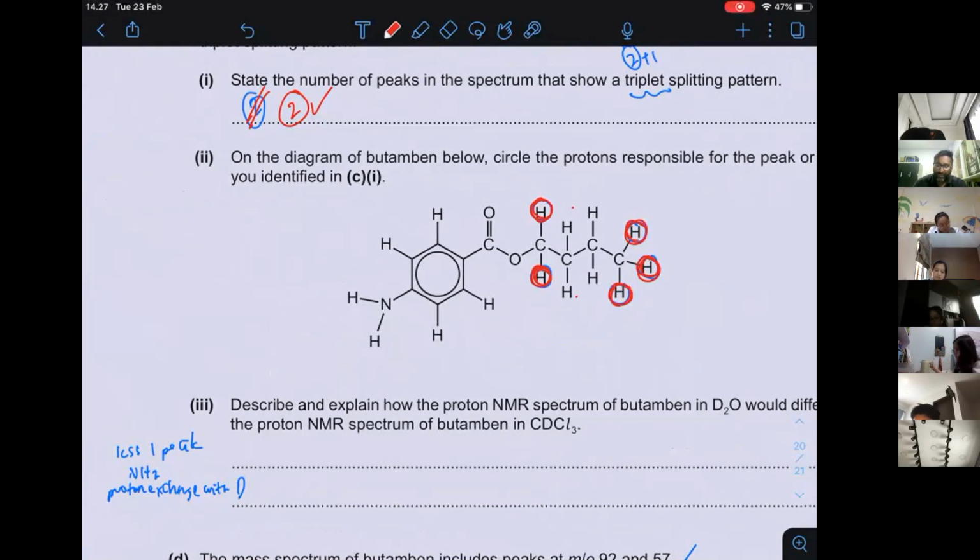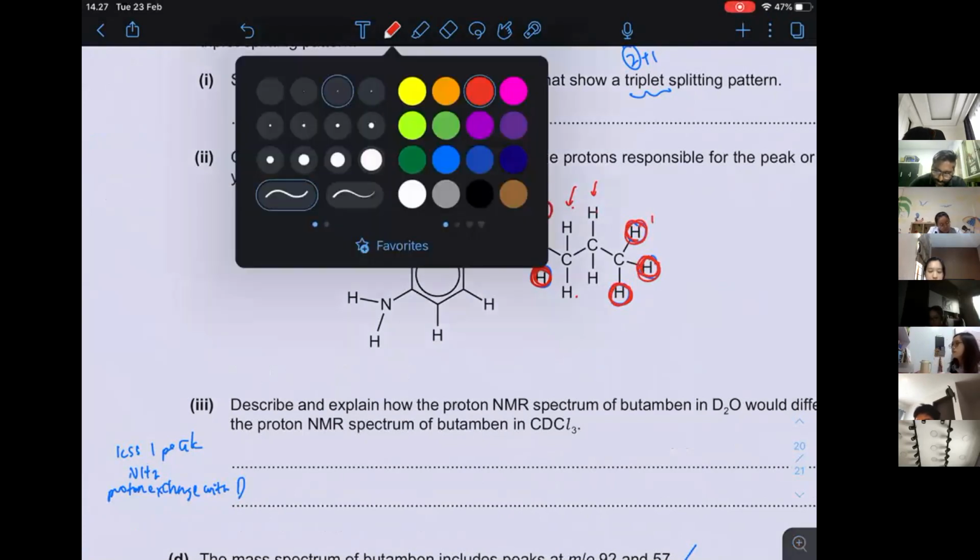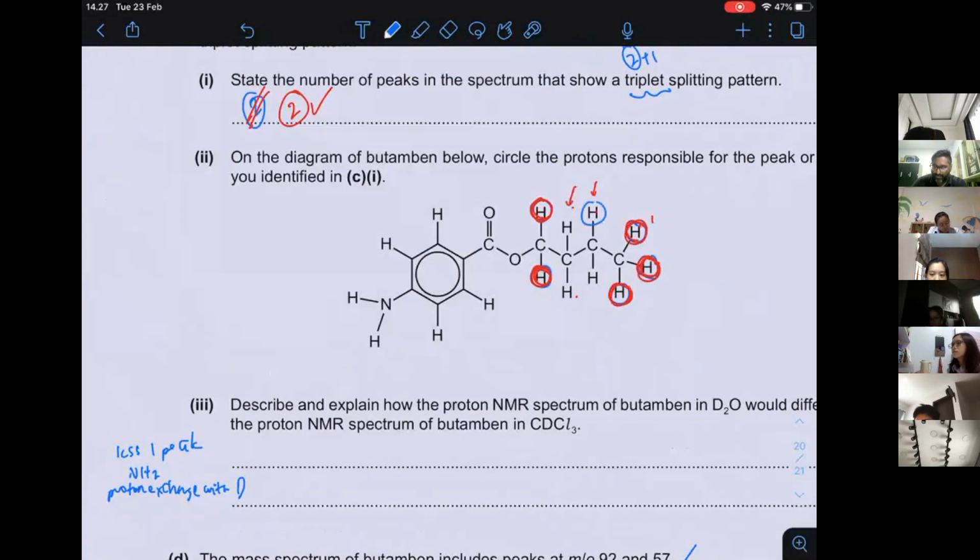Okay, if you are still wondering why this one and this one are not there, please remember this hydrogen 1, 2. If, let's say, I use a different pen, for this environment you have 1, 2, 3, 4, 5. So instead of 5, it is 5 plus 1, so you have 6. Please remember, they will combine.